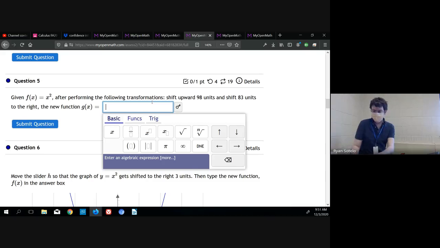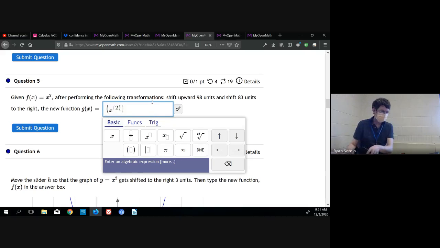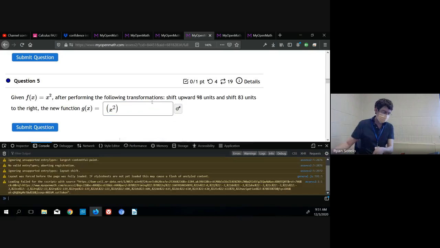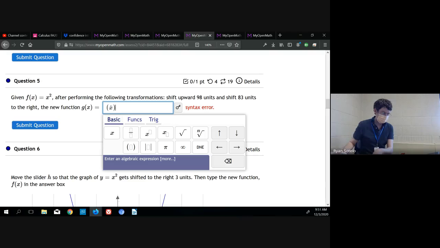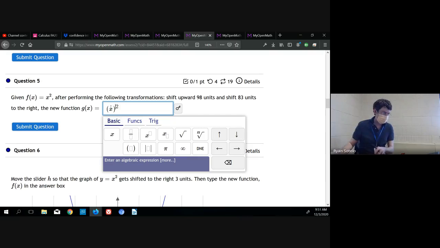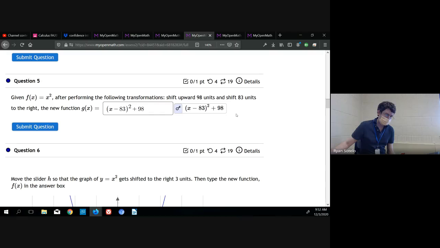So this is an x squared. Number 6. Okay, oops, that should be on the outside. Okay, so I go to the right 83 and up 98. Okay, number 6 is really hard.